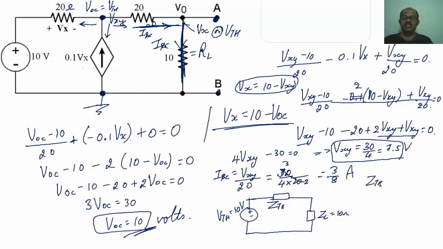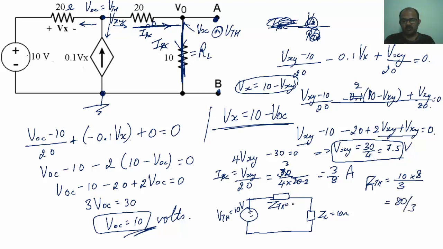ZTH, how can I find it? Since you have active elements, with the help of Ohm's law, I am going to calculate the value of ZTH or RTH. RTH is voltage divided by current. The voltage value is VOC or VTH, that is 10, divided by the short circuit current, which is 3 divided by 8. So I'll be getting ZTH or RTH as 80 divided by 3 ohms.